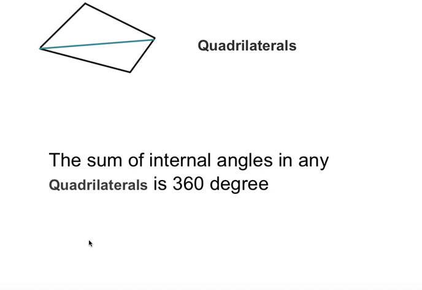Okay, the sum of the internal angles in any quadrilateral is 360 degrees. You should add it to your cheat sheet.